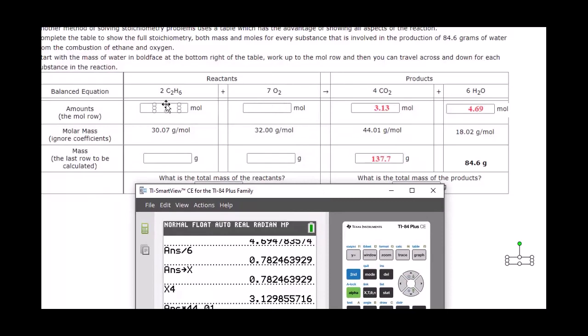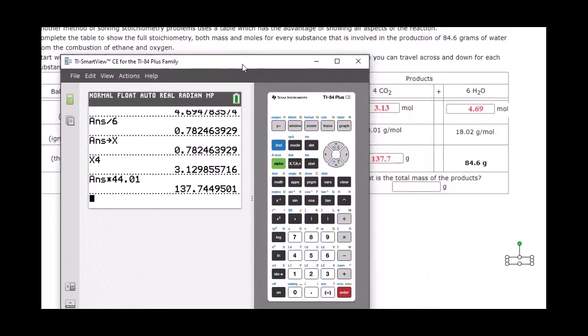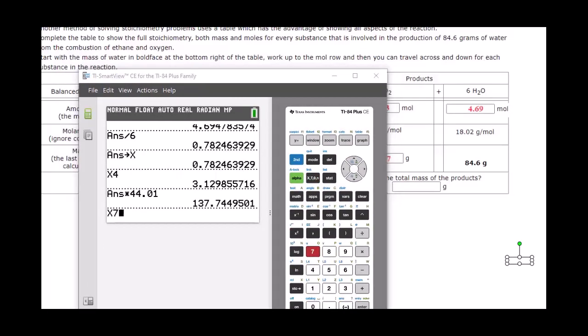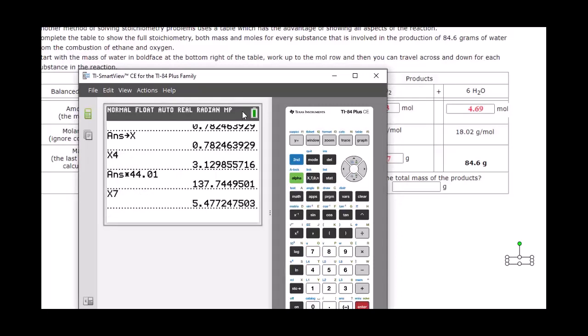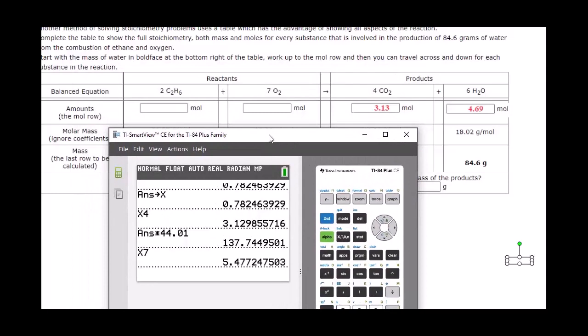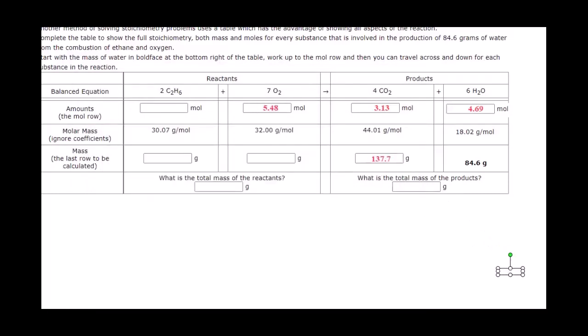when we end up burning ethane. I want the rest of this, and again, once I've got the mole amounts and I've got the coefficients, I can find the rest. I can take my 4.69, divide it by 6, and then multiply by 7 to get the amount of oxygen. But fortunately, I remembered that division, so I'm just going to do my x times 7, enter, and we should end up getting the moles of oxygen. That'll be 5.48. 5.48.